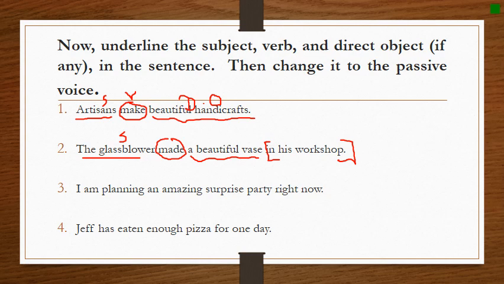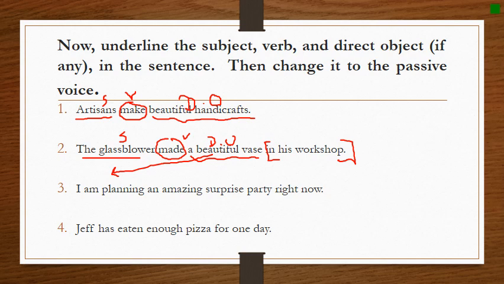Made is in the past simple. So I need a verb be in the past simple, which is was or were. When I write a beautiful vase here, does it take was or were? It takes was. Was, plus the past participle of made, also made. Made by the glass blower.